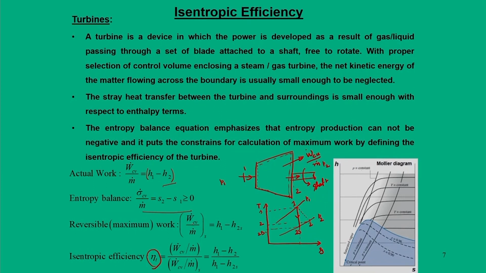So, from this, when S2 minus S1 is equal to 0, we get the reversible work, which is considered the maximum work, H1 minus H2S. Thereby we represent the isentropic efficiency as the ratio of H1 minus H2 divided by H1 minus H2S. So, H2S is your isentropic enthalpy when the gas is at state 2.